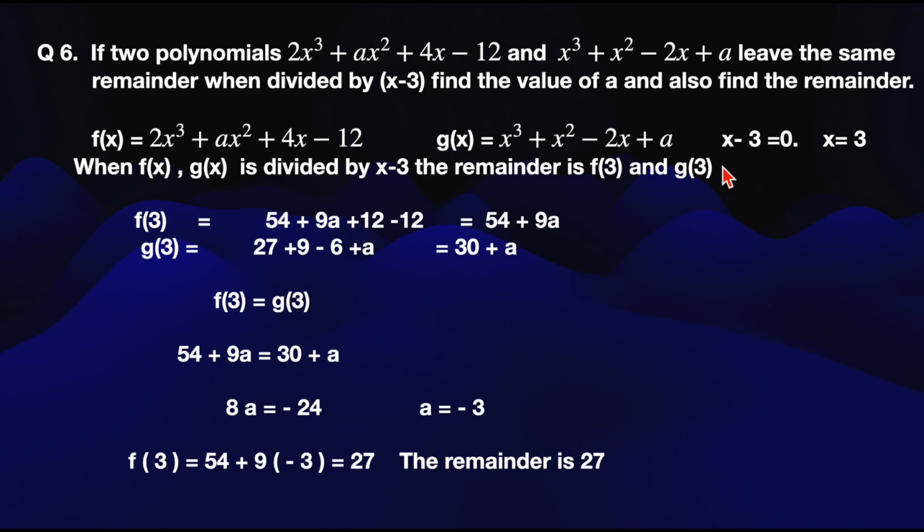Okay. Now substitute x is equal to 3 in the second polynomial. I get the remainder 30 plus a. Now these two remainders are equal. So if you solve this, 8a is equal to minus 24 and a is equal to minus 3. Substitute here again and you will get the remainder as 27.